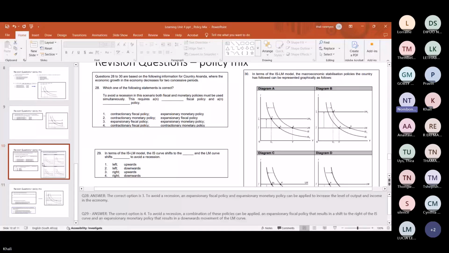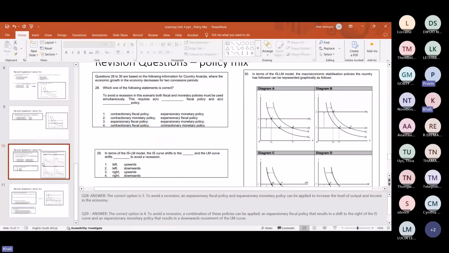Yes, right? Number 1 is correct. Oh, 3. Okay. So we have a recession. This country wants to avoid the recession, which means our Y needs to increase. Oh, my apology. Then it'll be expansionary fiscal and expansionary monetary. Yeah, then the answer is 3. Number 3. Yeah, this is the example we did now.